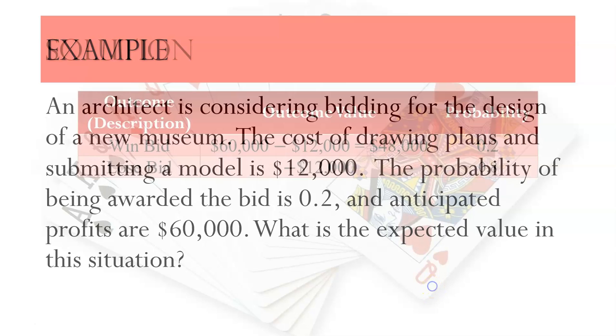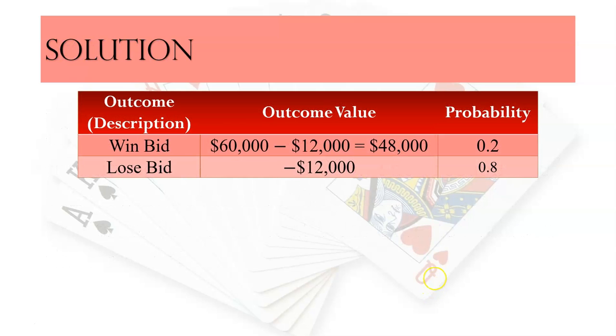So again, I created a table to figure out what's going on here. My outcomes are we either win the bid or we don't, we lose. If we win, we can expect to make a $60,000 profit. However, after submitting the plans and all of the fees, we'll be out the $12,000, which means we'll only net $48,000. The probability was given as 0.2.